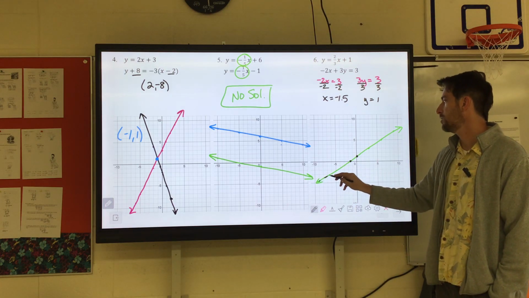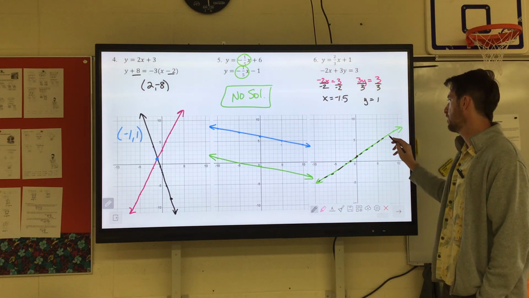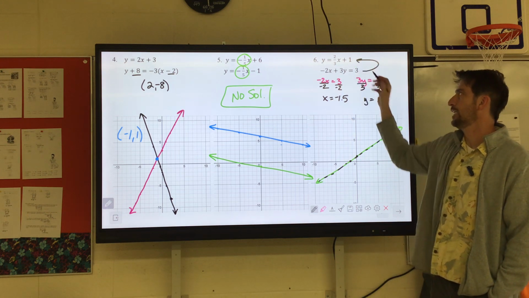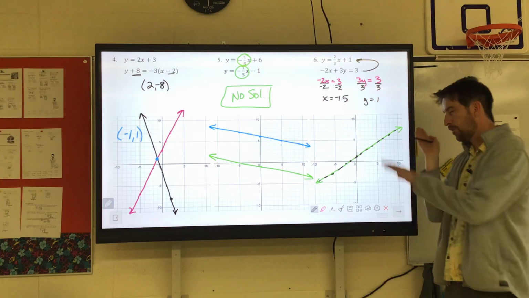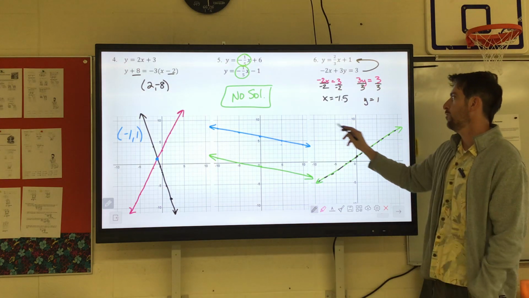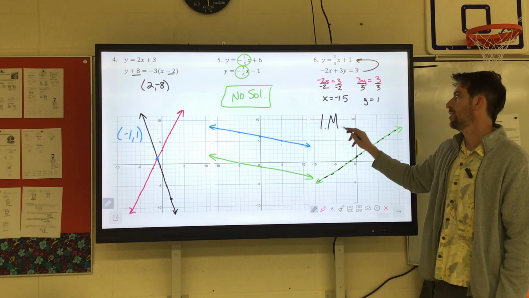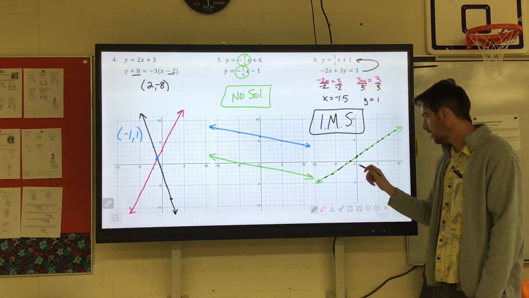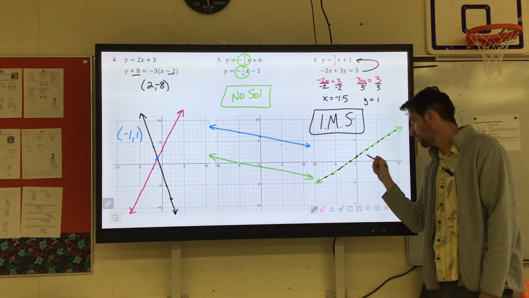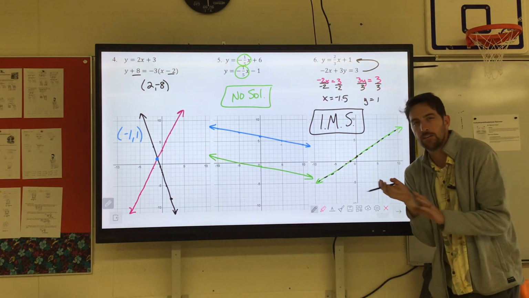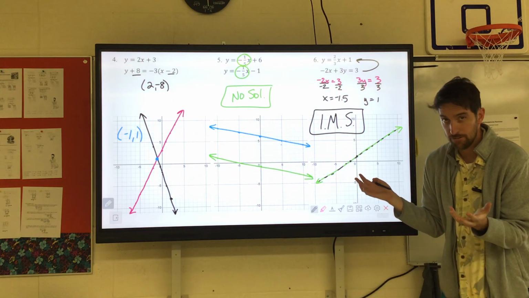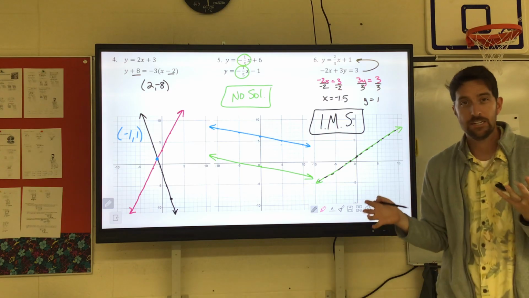It becomes the exact same line. If you were to rearrange this and get it into slope-intercept form, it's the exact same equation. So if they perfectly overlap each other, we use IMS, which means infinitely many solutions. Because there are infinite little decimal intersections here. It's the same line. So any place on the line of one of them is going to be on the line of another. So IMS, infinitely many solutions.